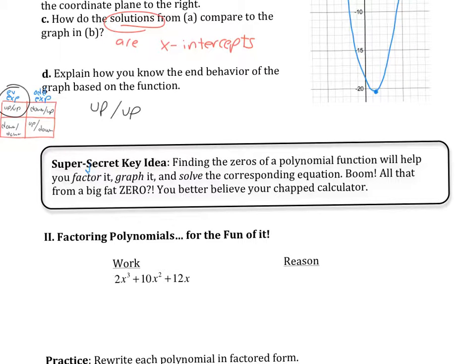Turns out that if we know the zeros of a function, then that can help us to factor it. That can help us to graph the function. That can help us to solve the equation that corresponds to it. All of that comes from just knowing our zeros. So that's going to be our key stuff today.